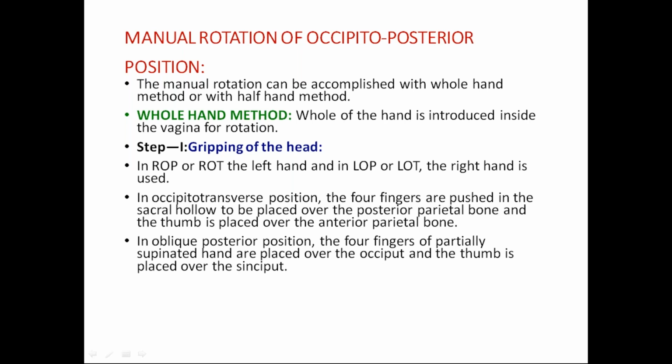In occiput posterior, all four fingers are put inside the vagina, holding the head like this and rotating from this side to this side. And in occiput transverse position, you put four fingers in the hollow of the sacrum, placed over the posterior parietal bone, and the thumb is placed over the anterior parietal bone. In occiput posterior position, that is also done. In the posterior position, the four fingers are partially supinated, and the thumb is placed over the anterior.